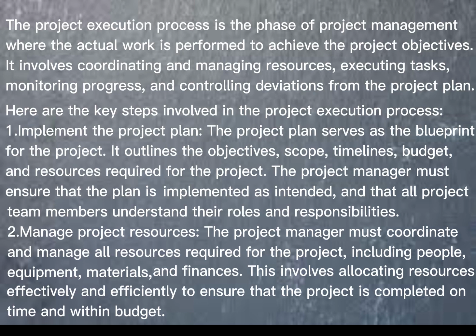Project execution process. The project execution process is the phase of project management where the actual work is performed to achieve the project objectives. It involves coordinating and managing resources, executing tasks, monitoring progress, and controlling deviations from the project plan. Here are the key steps involved in the project execution process.